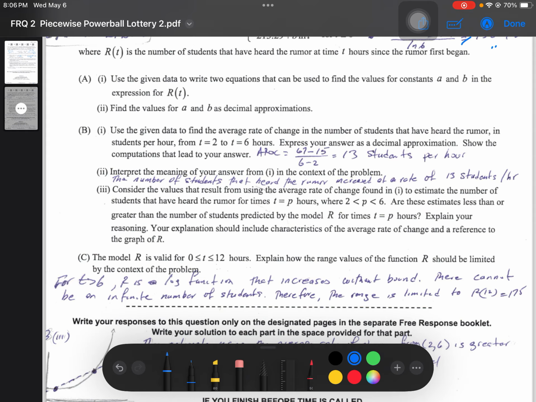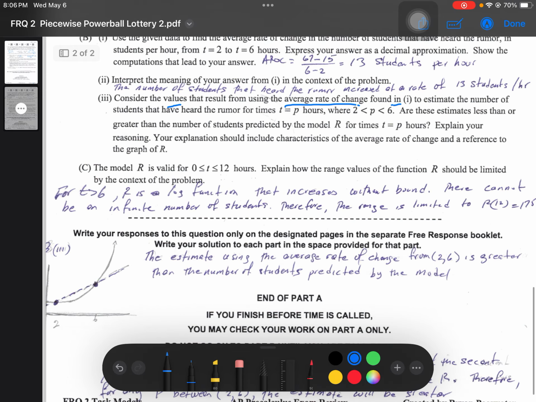Consider the values that result from using the average rate of change found in one. So when we say the values that result from using the average rate of change, what are these values? These are your estimates, right? But where are you going to find your estimates? They come from the secant line. Okay? So they're talking about the secant line right here.